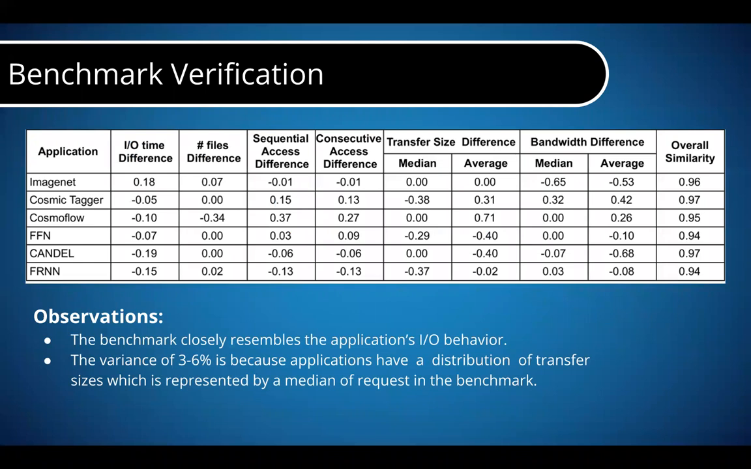Before we do the actual analysis, what we wanted to make sure was, because we modeled our benchmark towards the eight applications, that the characteristics of the application and the benchmark are similar on these parameters that we are showing in the table. And in general, there is about 6% variance between the application and the benchmark. This is primarily because in the application, you might have a complex distribution of request sizes, but to simplify the benchmark, we just take the median of requests, which we saw does pretty well in most cases. So that's what we use. Because of that, it's not exactly the application, but very close to it.